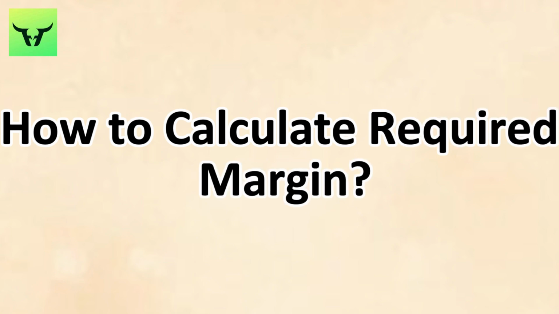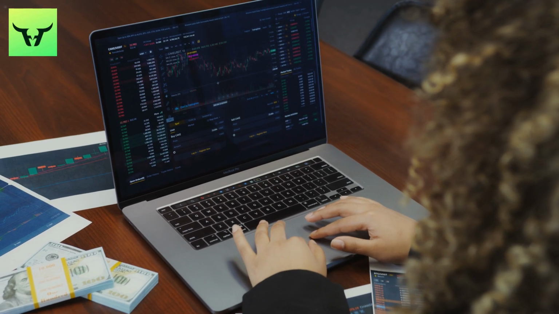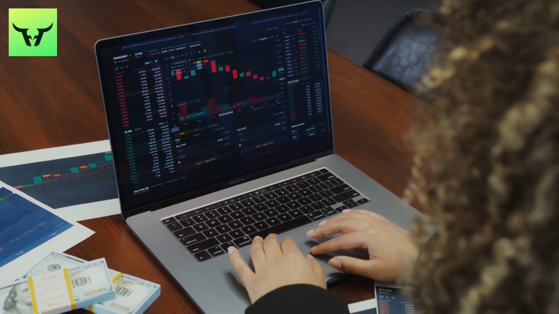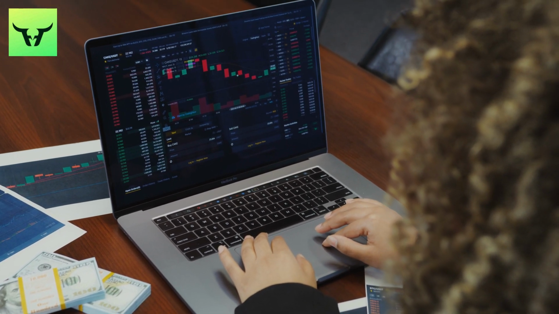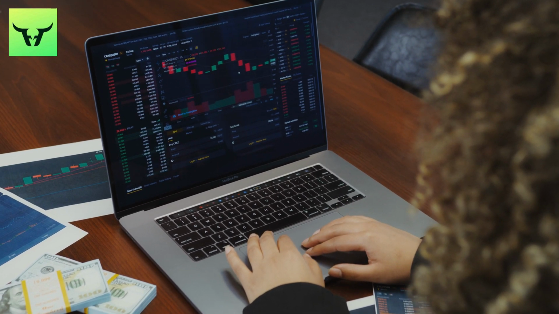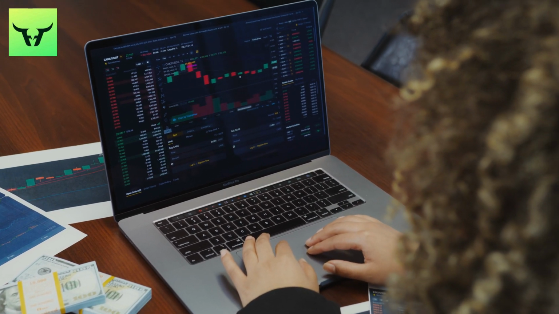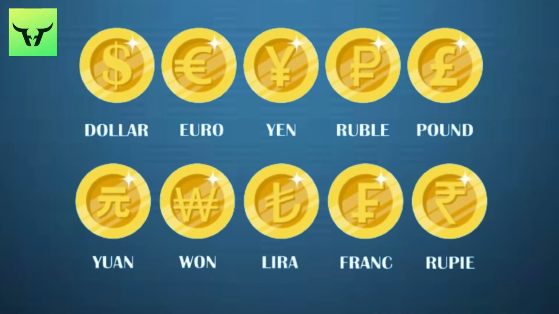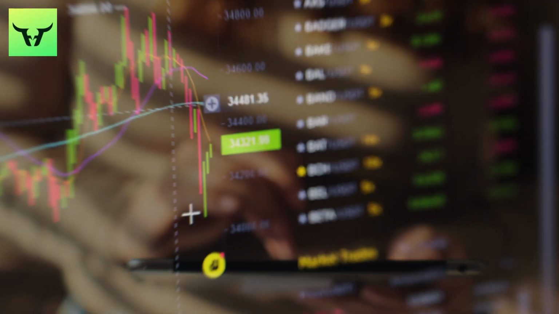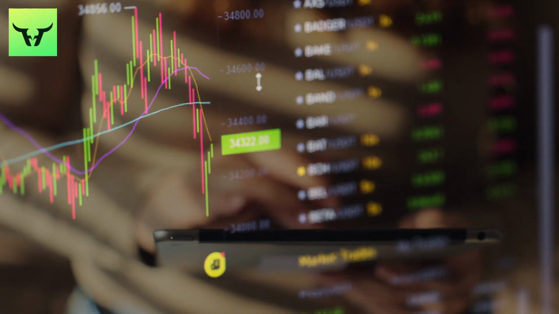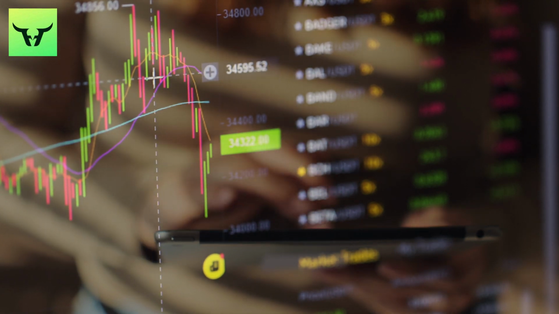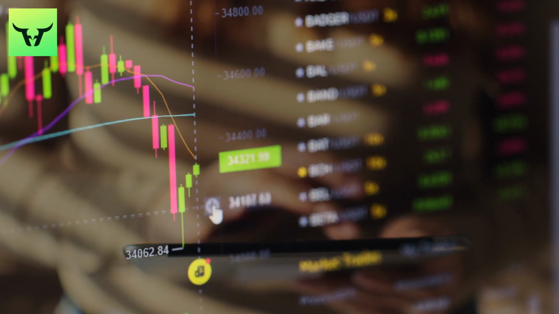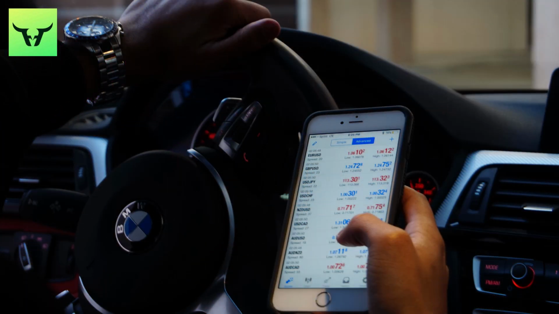How to calculate required margin. When trading on margin, you need a set amount of money known as required margin to keep a position open. This required margin is calculated as a percentage of the position's size, known as the notional value. The required margin amount is determined using the base currency of the currency pair being traded. If the base currency differs from the currency in your trading account, the required margin is adjusted to reflect your account's currency. Here's how to determine the required margin.